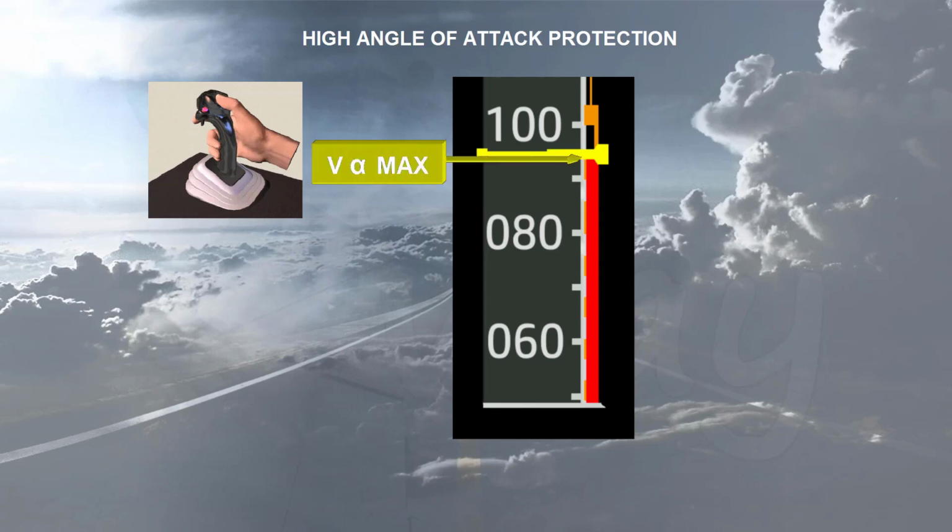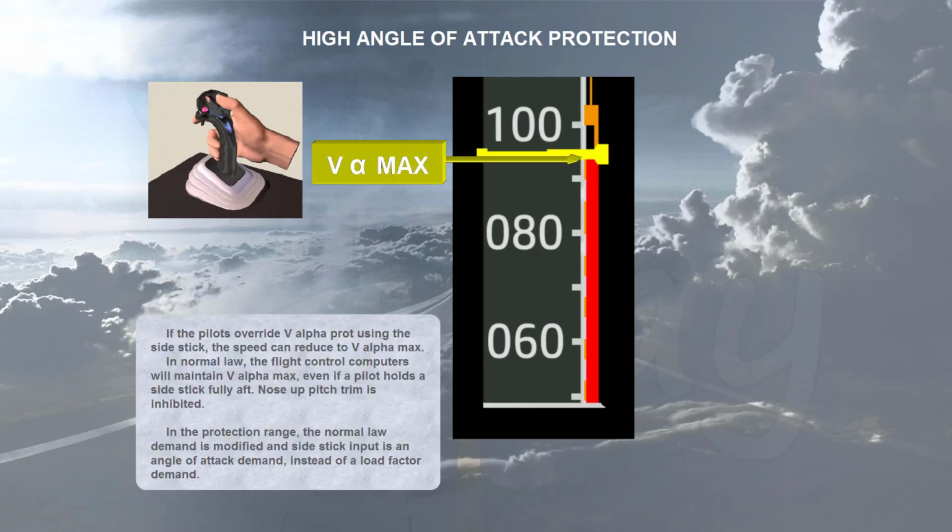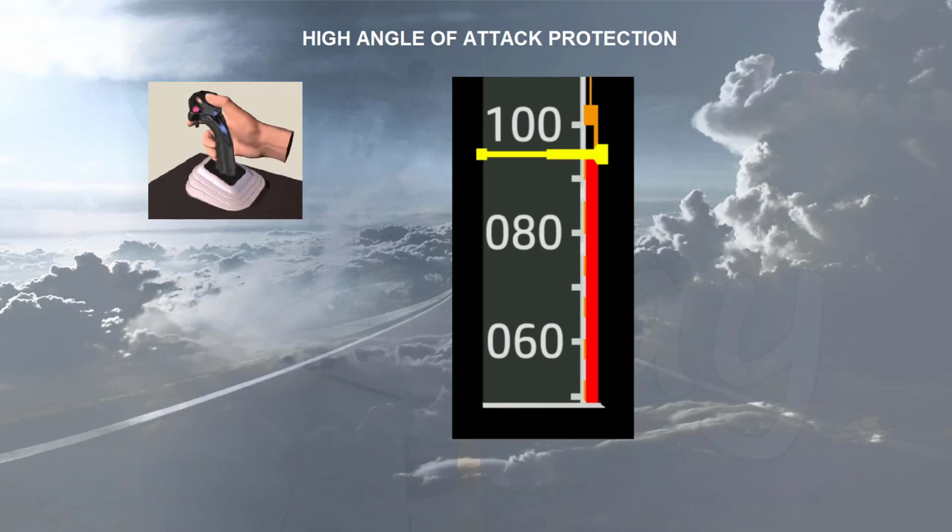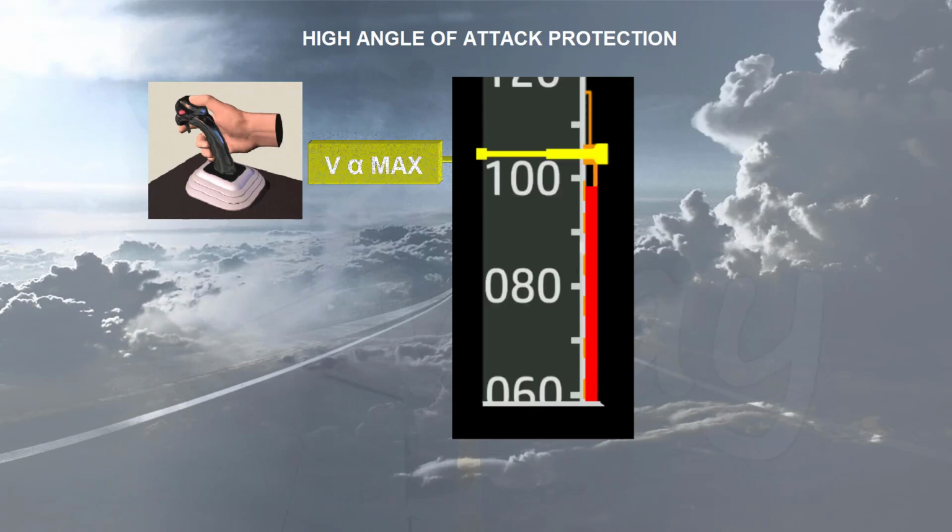In normal law, the flight control computers will maintain V alpha max even if a pilot holds a side stick fully aft. Nose up pitch trim is inhibited. In the protection range, the normal law demand is modified and side stick input is an angle of attack demand instead of a load factor demand. If the pilot releases the side stick at V alpha max, the speed will return to and maintain V alpha protection.